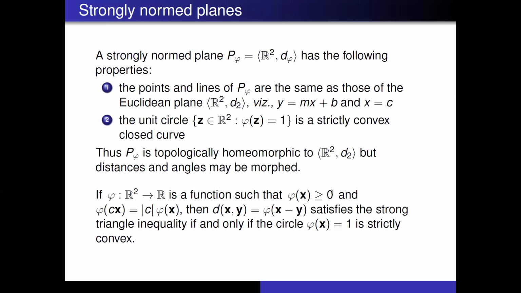Okay, so these are topologically the same as an ordinary plane, but distances and angles are different. And in fact, you can show that the strong triangle inequality is equivalent to the unit circle being strictly convex.